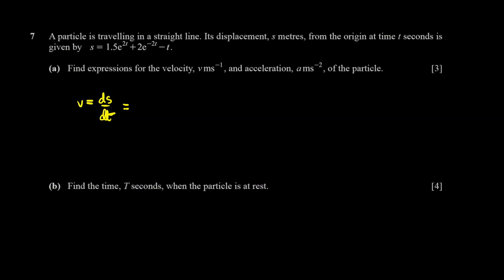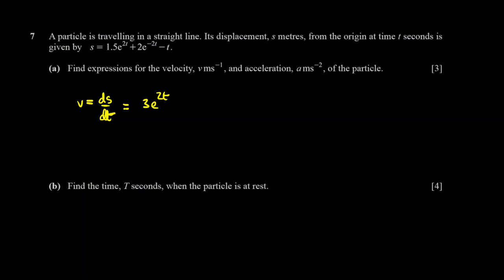So if I differentiate 1.5 e to the 2t, how do I differentiate an exponential? Well, the e to the 2t remains. If I differentiate the 2t, I get a 2, and I multiply it through by the front. So I get 1.5 times 2, which is 3 e to the 2t. Same thing with differentiating e to the negative 2t, right?